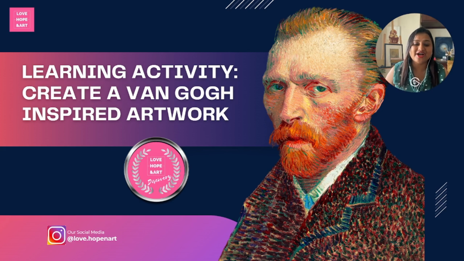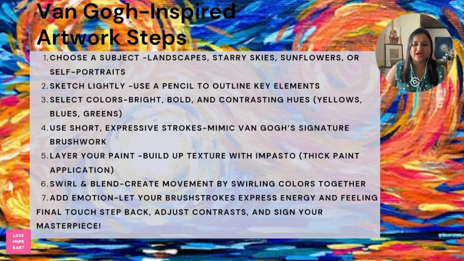What is our learning activity? It is to create a Van Gogh inspired artwork. I will share a few steps to help you create your very own Van Gogh inspired artwork. So first you can choose a subject. It could be a landscape or starry skies or sunflowers or a self-portrait. Next, you lightly sketch using a pencil to outline the key elements. Next, you select your colors. Go for bright, bold and contrasting hues like yellows, blues and greens. Then use short expressive strokes that can mimic Van Gogh's signature brushwork. Now layer your paint, build up texture with impasto, the thick textural paint application we already saw.